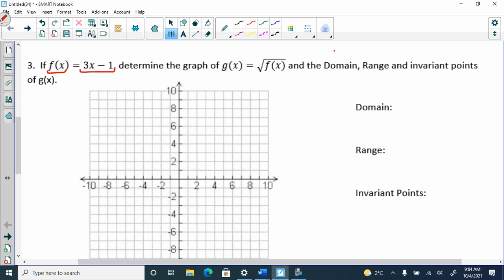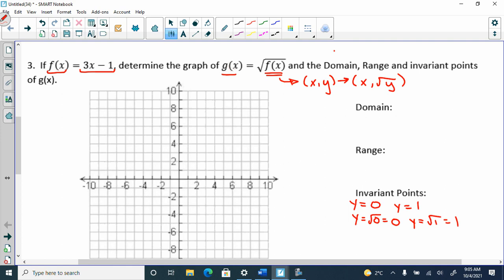So what am I doing? To get g of x, I'm just literally taking the square root of all the y's, hence why (x, y) becomes (x, root y) when they take the whole function and just square root it, right? And we know that invariant points happen when y equals 0 and y equals 1, because when I go y equals root 0, I still get 0. And when I go y equals root 1, I still get 1. We agree? So we're going to deal with 3 and 4 first.